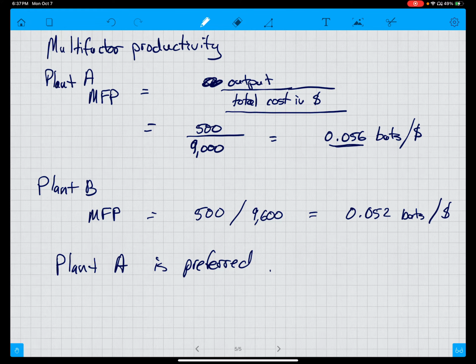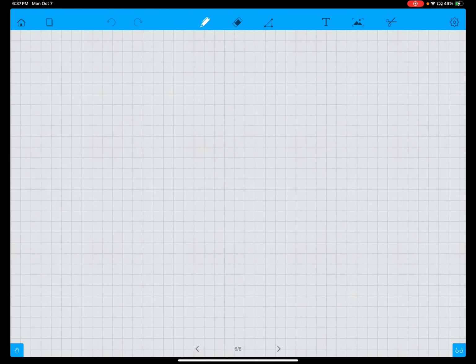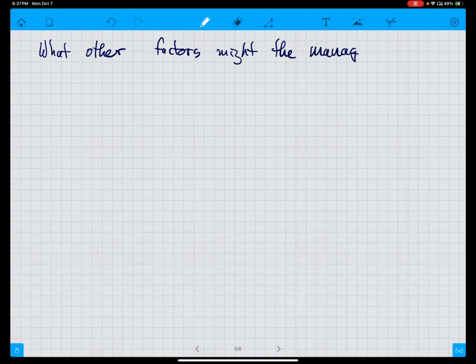So next question is, what other factors? The data can give you insight, but it can't make decisions for you. So what other factors might the management team consider before choosing a location?